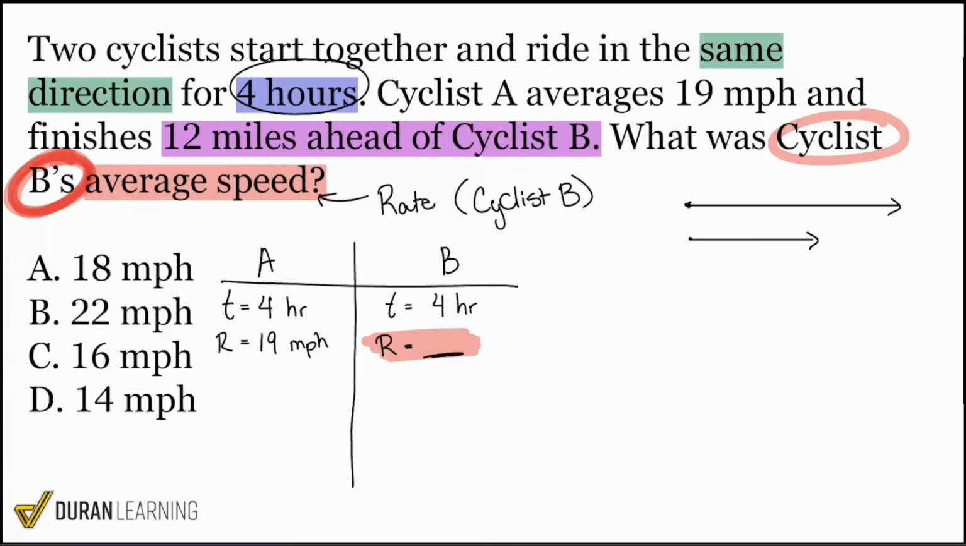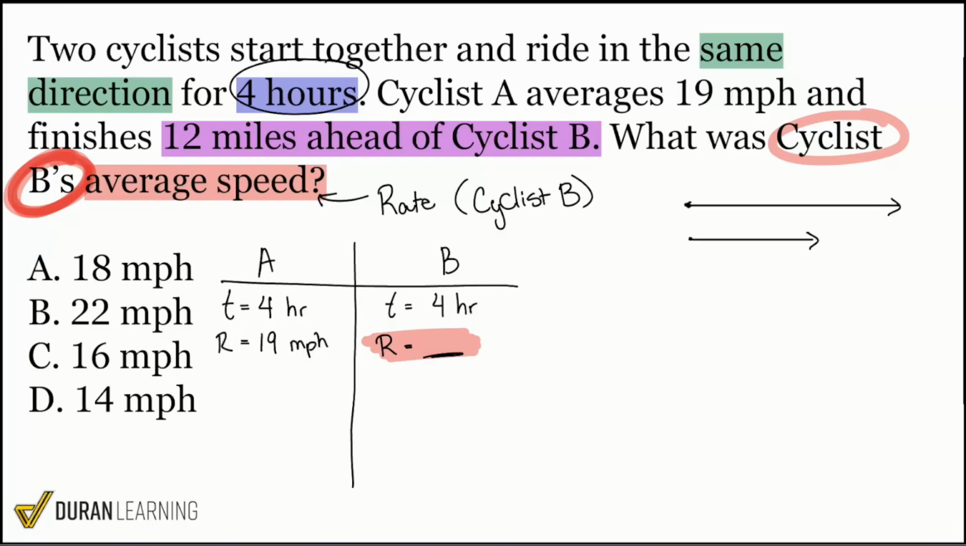Distance equals rate times time. I have time. I'm looking for the rate. I can't find the rate if I'm also needing the distance. That's not going to work. So here's how I can make this work. Pay attention for a moment. And it's going to have to do with the purple clue right here.